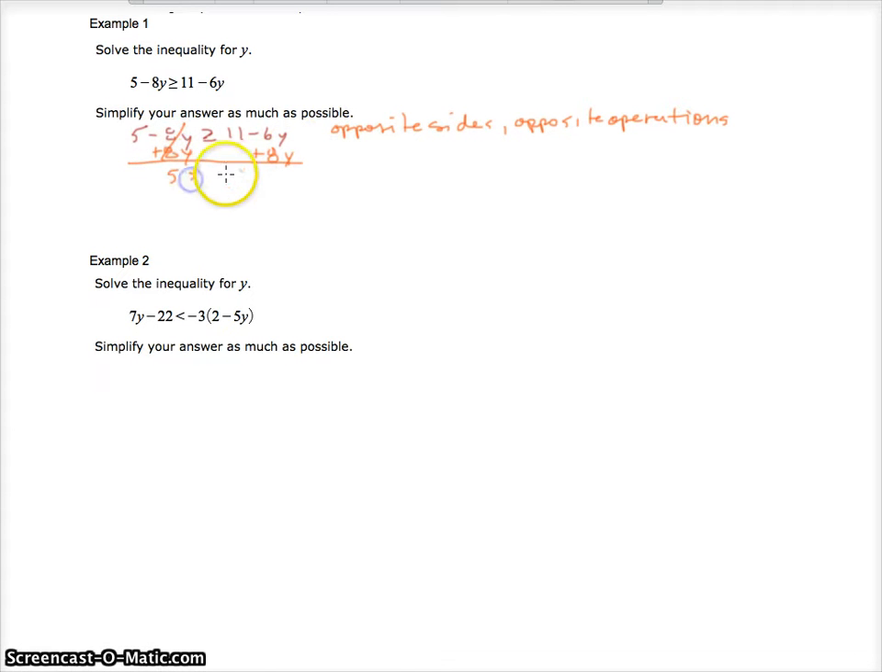So it's 5 is greater than or equal to 11 plus 2y. I'm going to subtract 11 from both sides, and I'm going to get that negative 6 is greater than or equal to 2y. Last, I divide by 2. Negative 3 is greater than or equal to y.